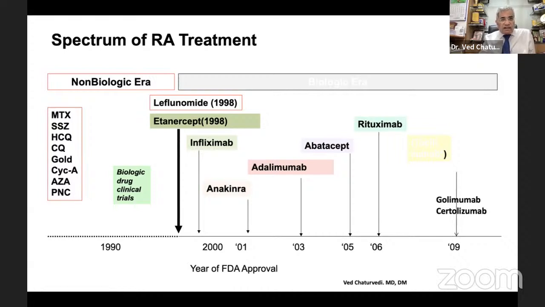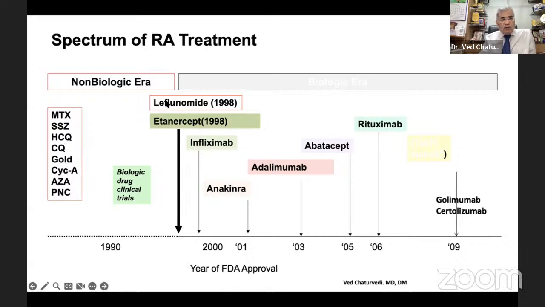Now the next drug is leflunomide. How does leflunomide differ from methotrexate? First, it is a daily dose, about 10 to 20 milligram. And the biggest problem with leflunomide is that it can cause hepatotoxicity. So it has more hepatotoxicity than this.